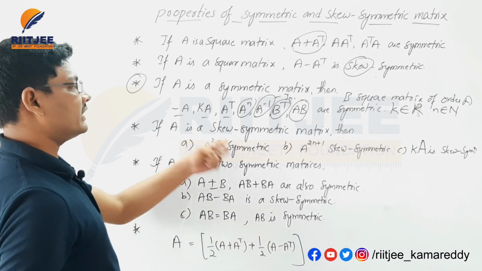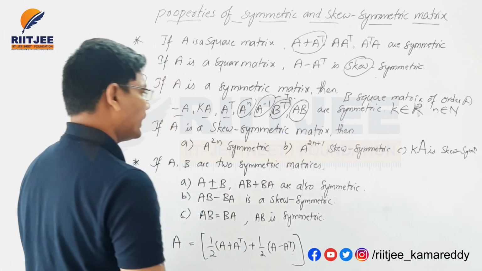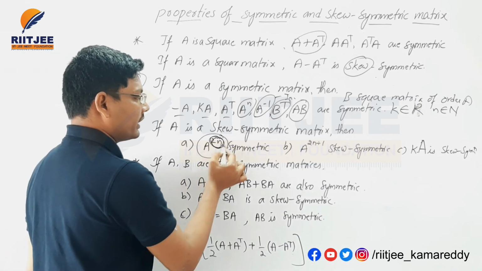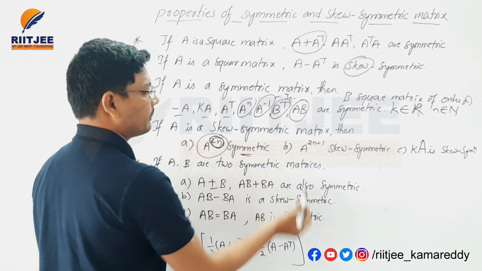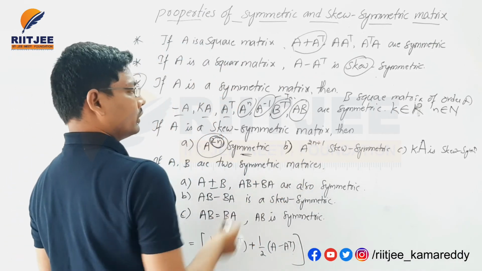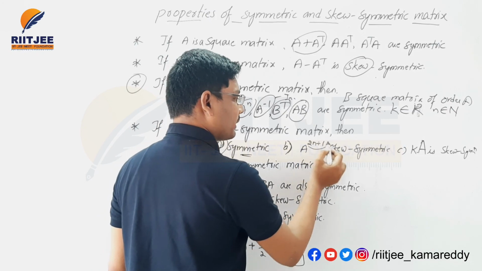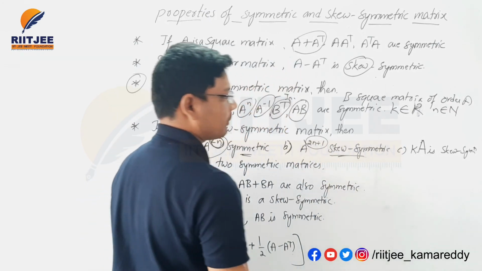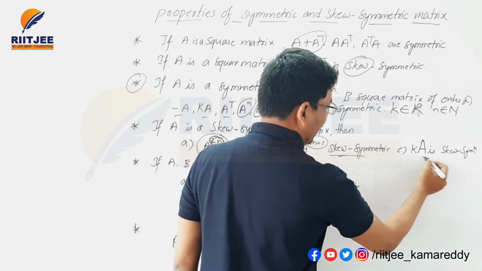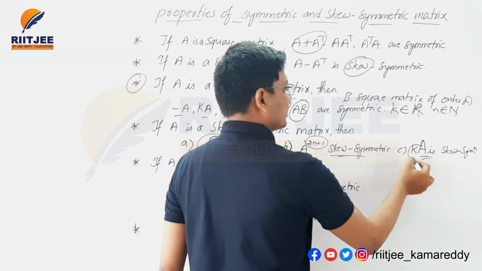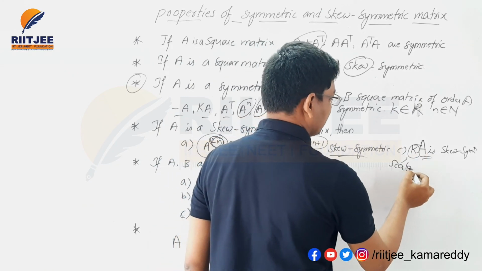And if A is a skew symmetric matrix, then A to the power of 2n, where the power is even, is a symmetric matrix. As property number 2, A to the power of 2n plus 1, where the power is odd, is a skew symmetric matrix. And K into A is also a skew symmetric matrix, where K is a scalar quantity.